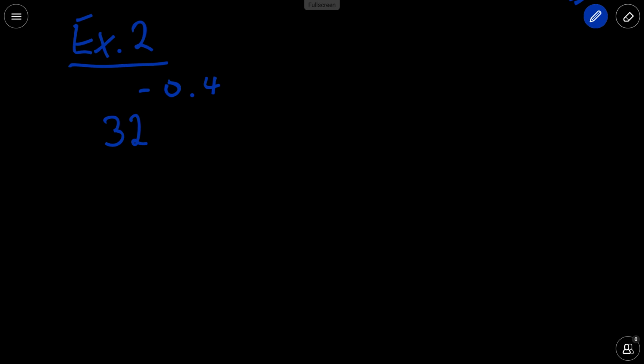Awesome. For everyone who had a crack, good on you. I'm going to show you how I would deal with this. First thing that I would want to do is get rid of this negative index. So I write it as 1 over 32 to the power of 0.4. That helps me get rid of this negative index. Beautiful. Next step: I want to get rid of this decimal here, this 0.4. That's not really nice.